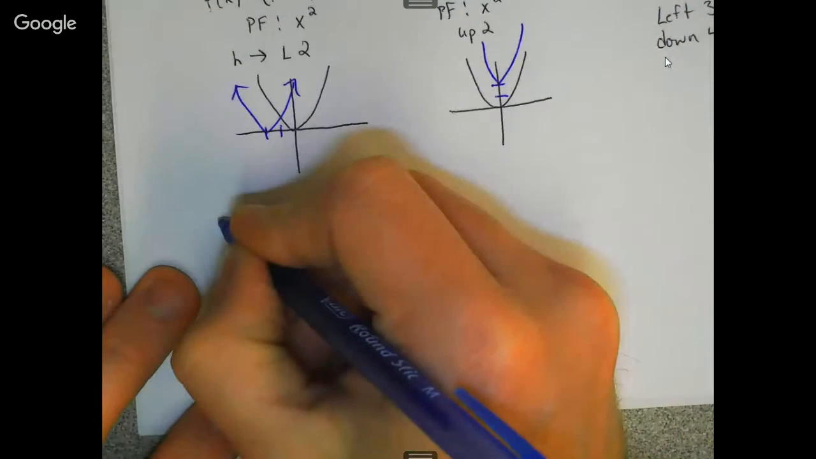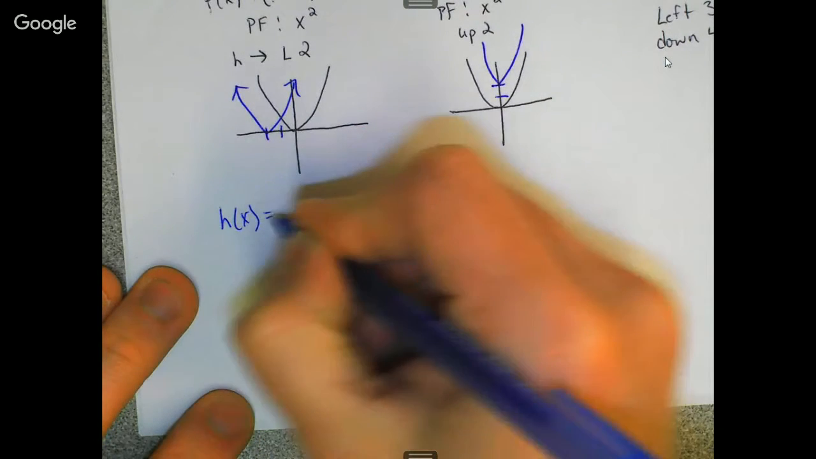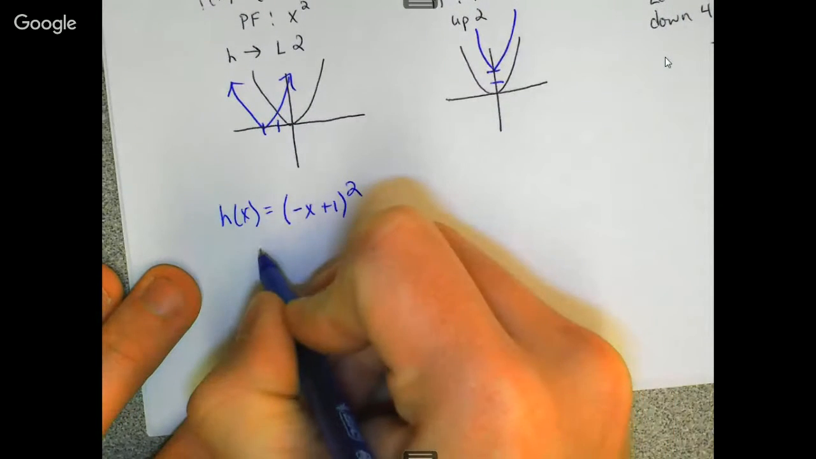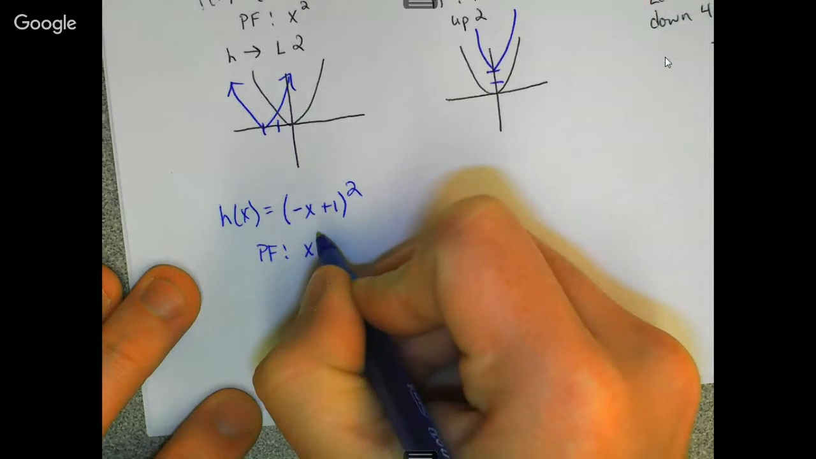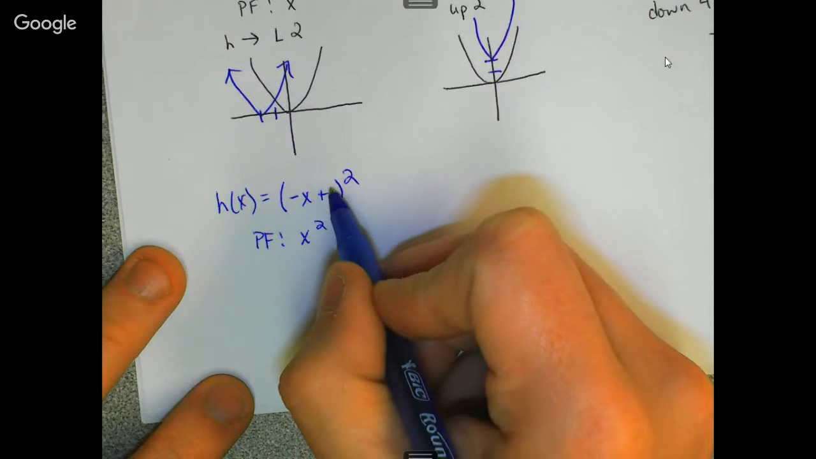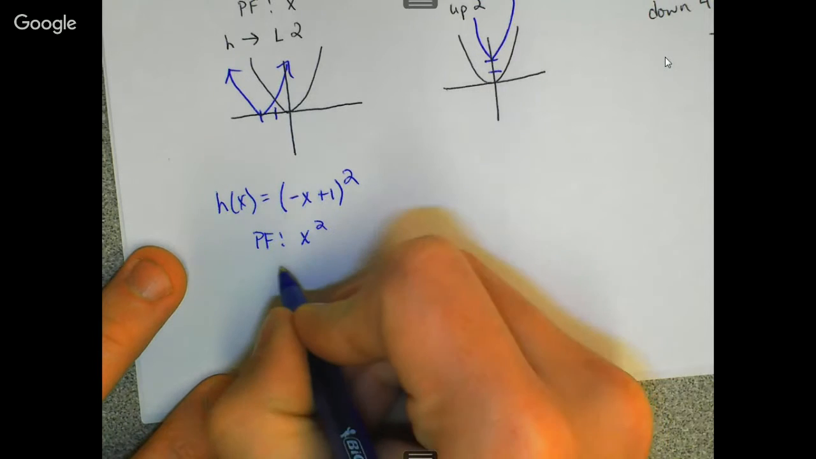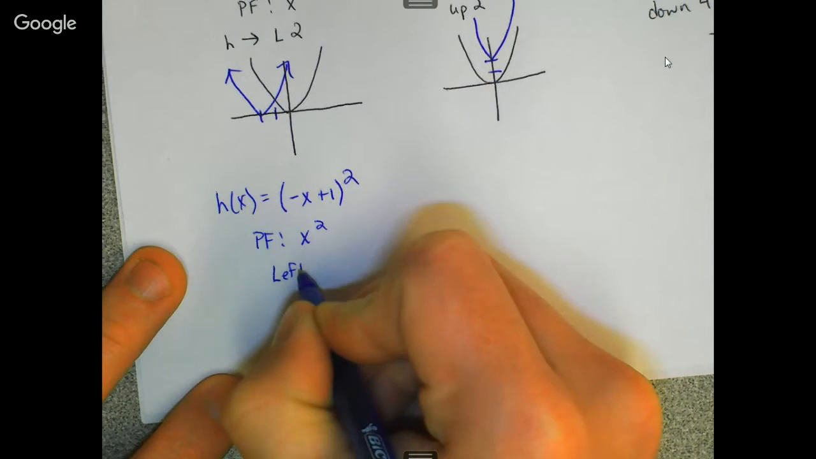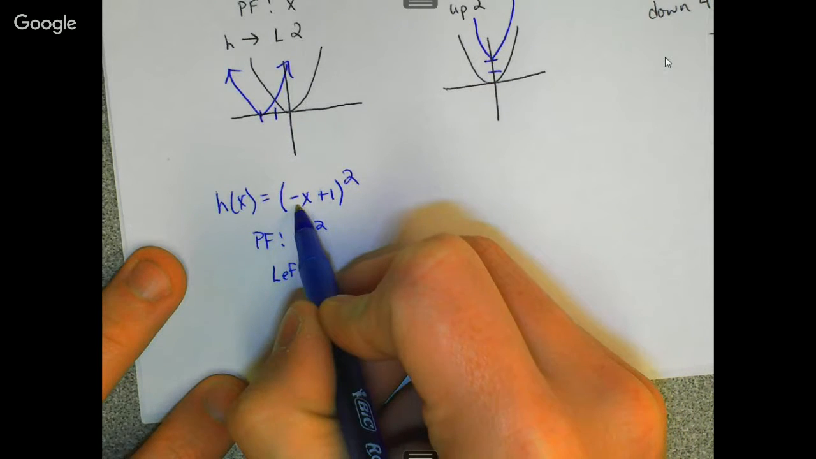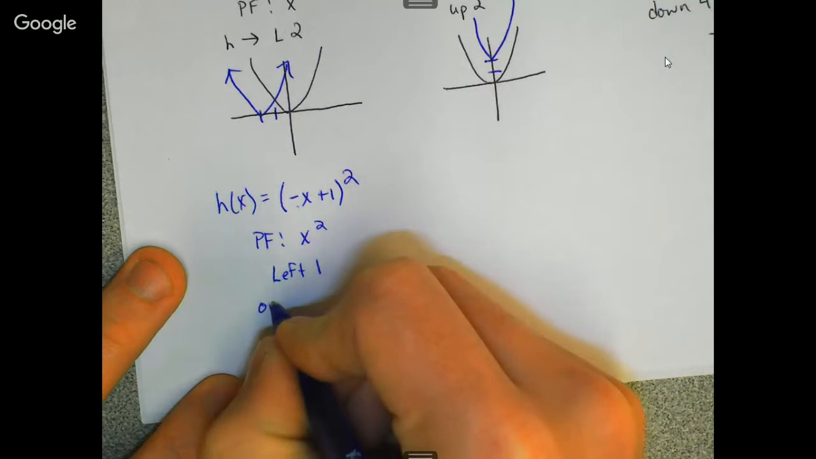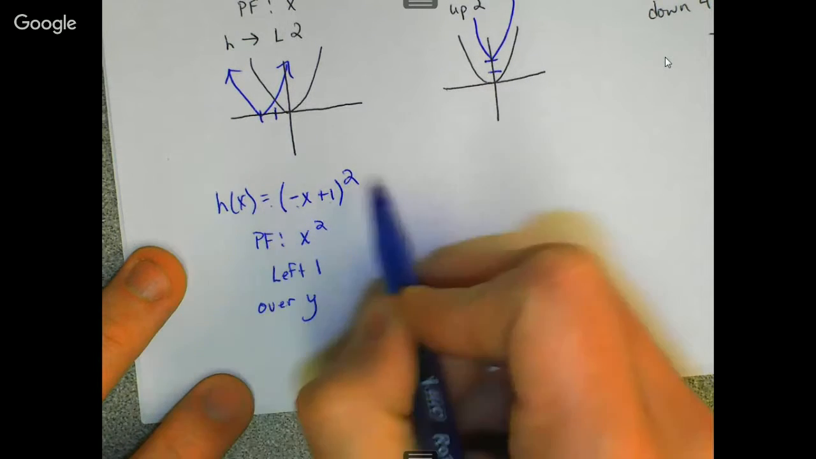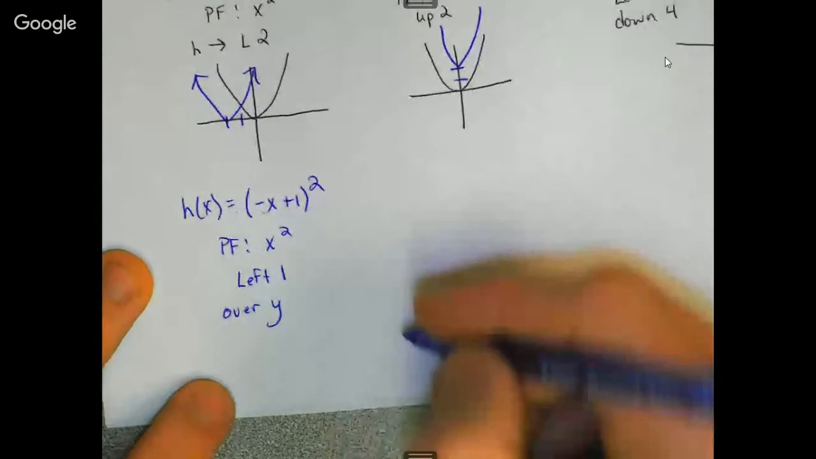Okay, so let's try h of x equals negative (x plus 1) squared. So my parent function is x squared. We start on the inside. I have this h, which is going to tell me left 1. I have a negative b this time. Remember, negative b flips it over the y-axis. I have no a and no k, so this is the only thing we're doing here.